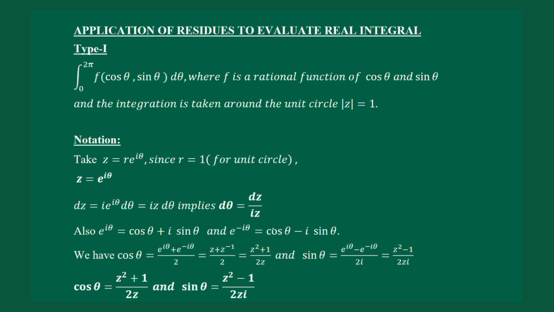From these, by adding the two, we get cos theta is equal to e power i theta plus e power minus i theta by 2. Similarly, sin theta can be written as e power i theta minus e power minus i theta by 2i. Now this e power i theta we can replace as z, and e power minus i theta as z power minus 1. Simplifying this, we finally get cos theta as z square plus 1 by 2z. Similarly, for sin theta we get z square minus 1 by 2zi.